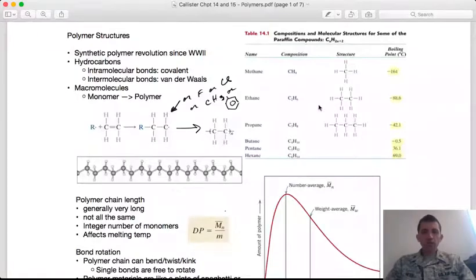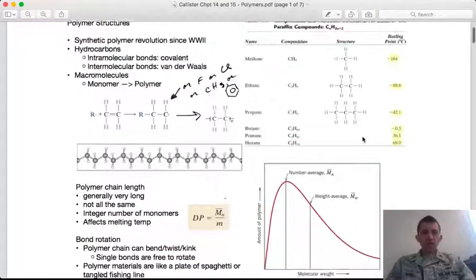And the reason for this is that these van der Waals intermolecular bonds are additive. So as we're adding more carbons in the chain, we have more opportunity for the van der Waals forces to develop and to attract neighboring molecules to one another. And so this chart stops at hexane, but if we were to continue to go up, we would see that the boiling point would continue to rise.